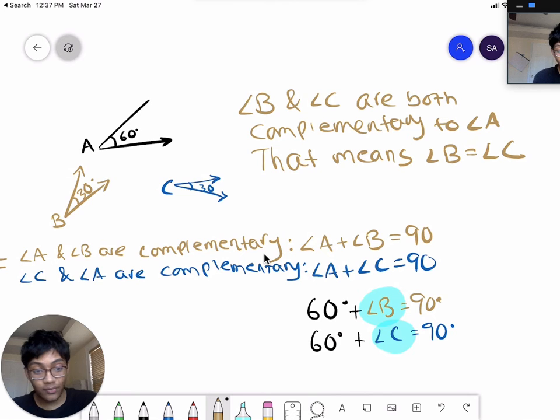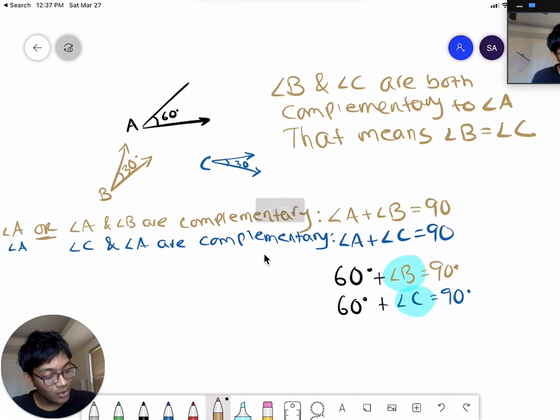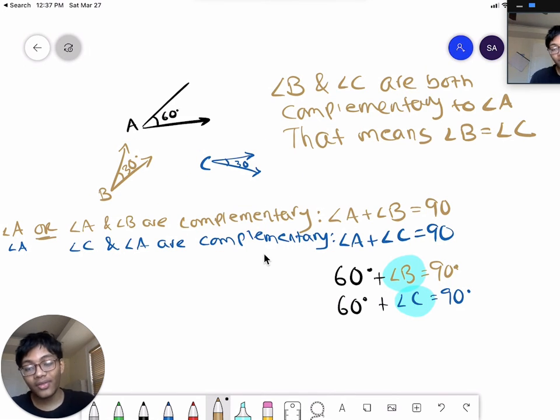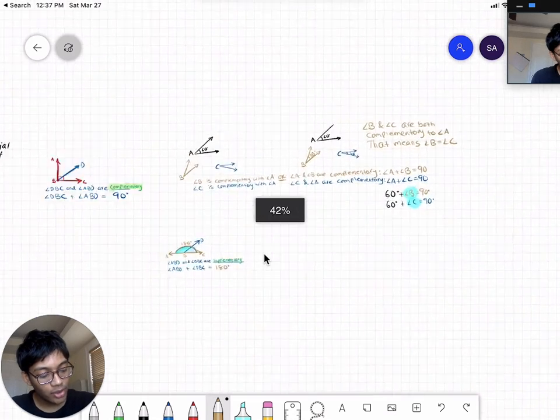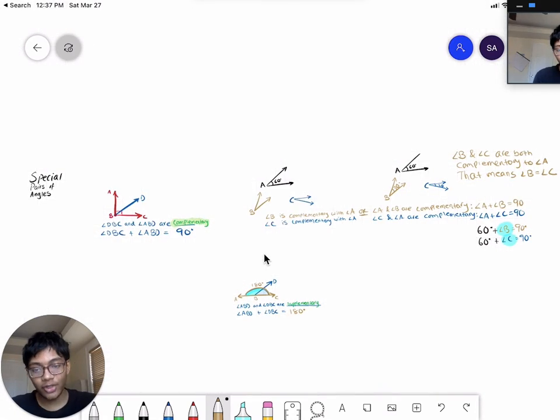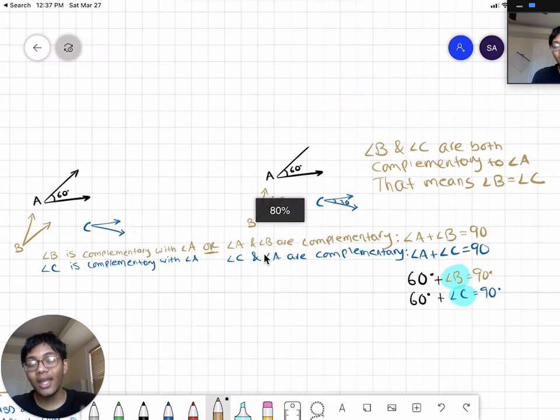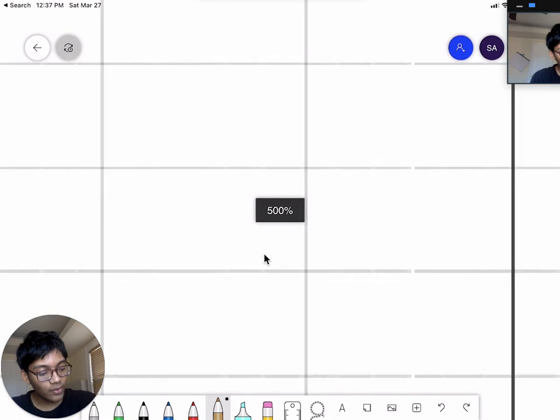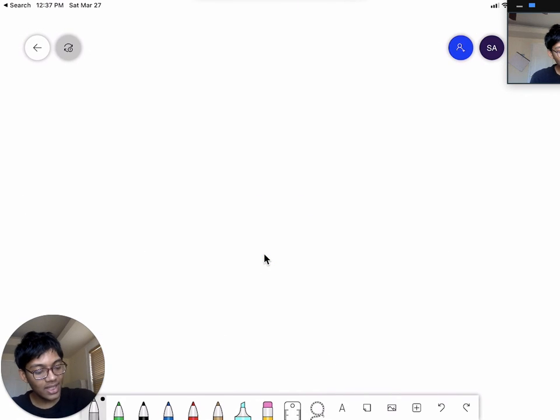And if you don't understand why, just rewind the video and try to understand how we came up with these two equations that both gave us angle B equals 30 and angle C is 30. So that's our third relationship. We talked about complementary angles, supplementary angles. We talked about how if two angles are complementary or supplementary to the same angle, then they're equal to each other.